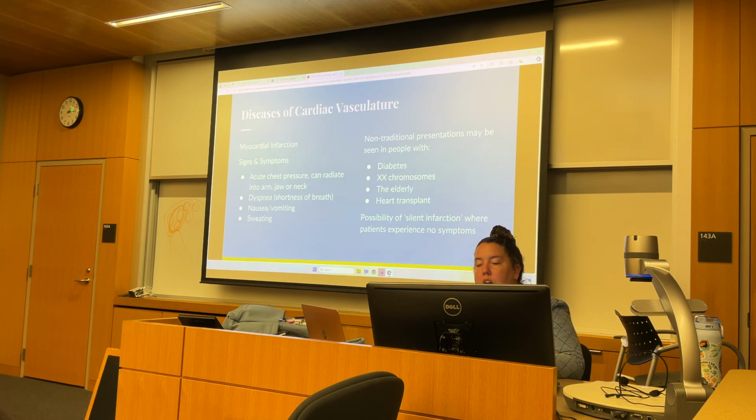And then the last one is heart transplant. In heart transplants, they don't always hook up the nerves that control chest pain, so they may not know that they have this ischemia going on.